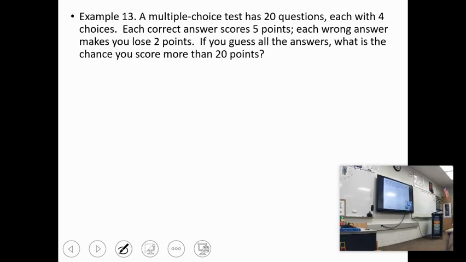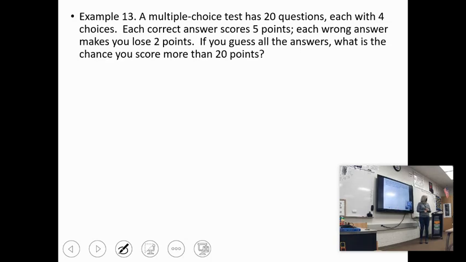So we have a multiple choice test, each with 4 questions. We've answered this already, right? Probably. Yeah, because this was example 7 when we first did box models. So if you guess all the answers, like you don't know nothing, what is the chance you score more than 20 points?